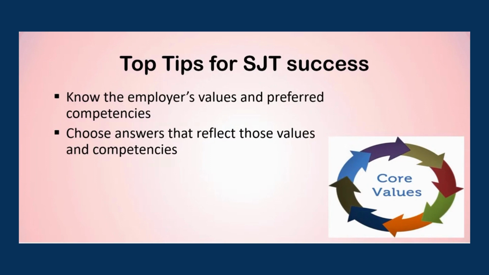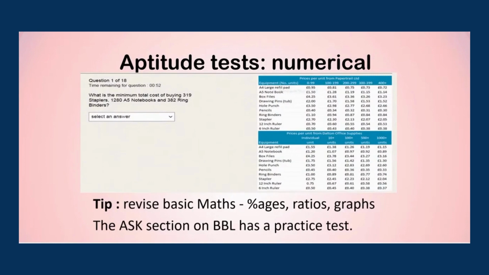So that's SJT success. Now here we've got an example of an aptitude test question, which is for numerical reasoning. Again, if you want to read this question, why don't you pause me now and then come back to me in a moment and I'll talk a little bit more about how to do well in numerical tests. So pause now.